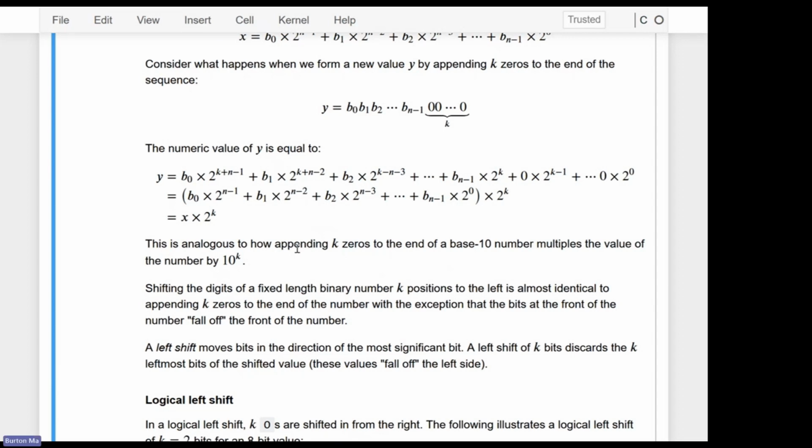Right. So shifting one digit left is like multiplying by 10, right? If I shift that two digits to the left, that's like multiplying by 100, right? And so on and so on. So the exact same thing happens in binary. Shifting left by K bits multiplies the number by 2 to the K.